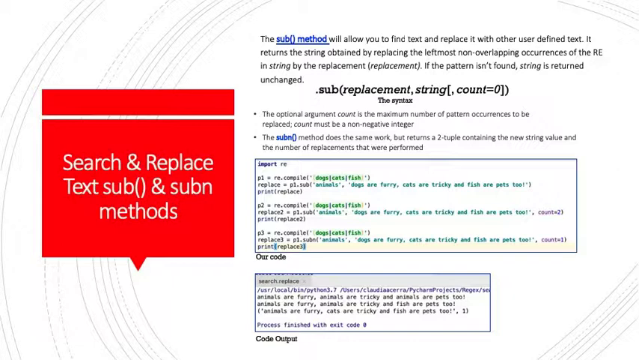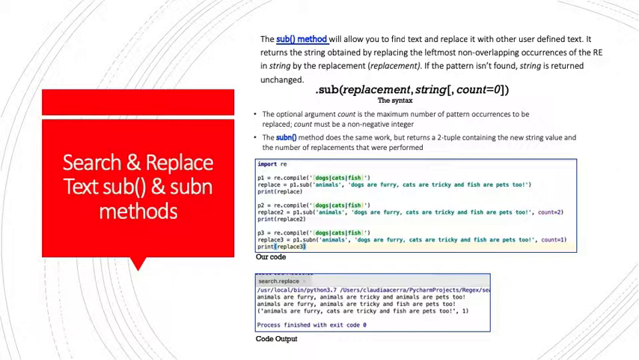So if we look at the code, it's very simple. We have dogs, cats, or fish in an OR configuration in a group. And then we have our replacement, which is animals in the second line of code. And then we have our string. Dogs are furry, cats are tricky, and fish are pets too.